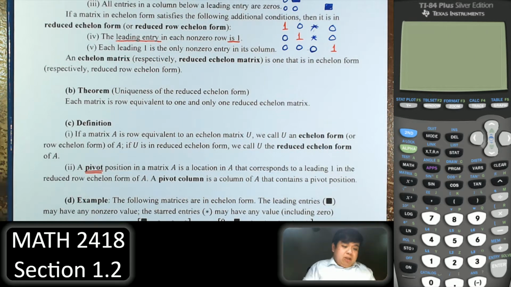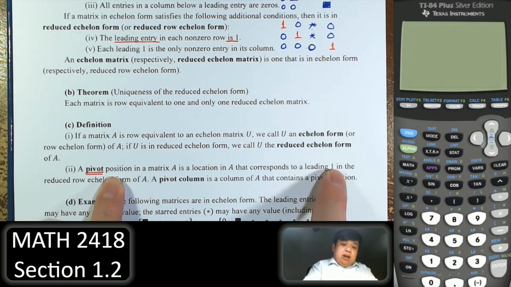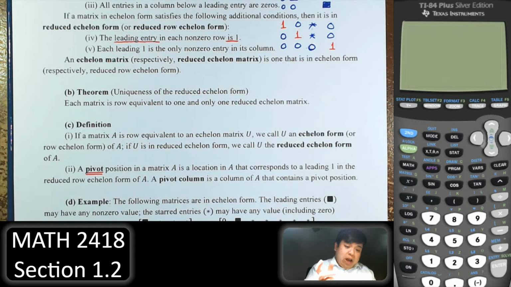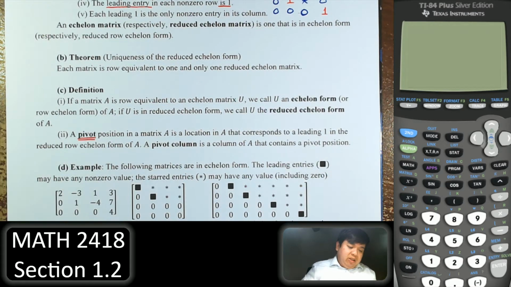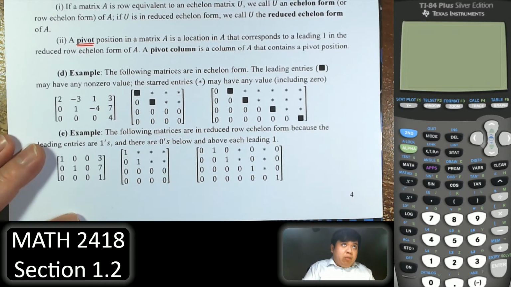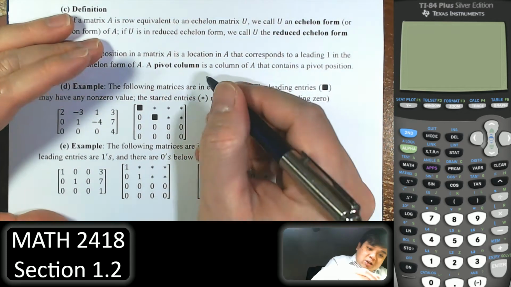So the pivot entry, or just a pivot, is the position. Its value, of course, is 1 in the reduced row echelon form. The pivot column, of course, contains that pivot entry. Here are some examples of the echelon form. So this is in echelon form.